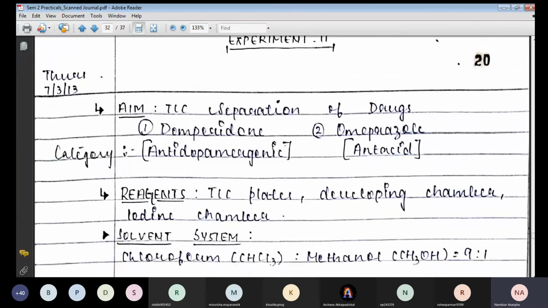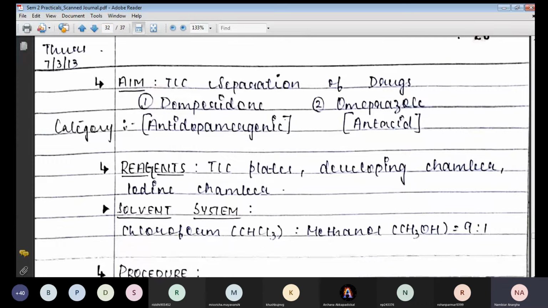See now, the TLC separation of drugs. We are using two drugs, that is domperidone and omeprazole. Domperidone is anti-dopaminergic, it comes under that category. Omeprazole is an antacid. See, all other things are the same. Here in DICE, we did not need any chamber or any detection visualization system. However, in this case, which is different from the DICE separation, we need a chamber to visualize. That we use here is an iodine chamber.